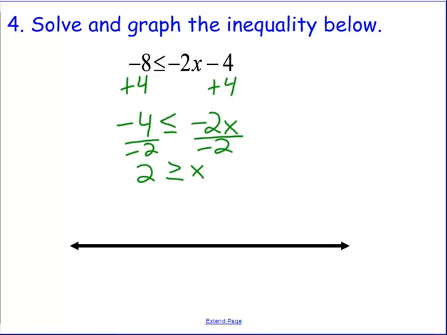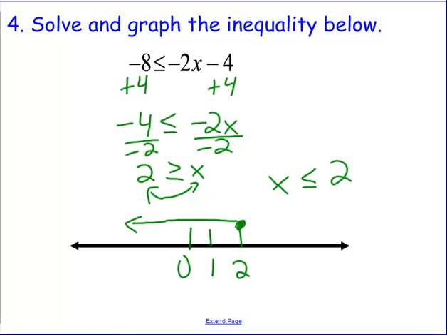When I go to graph this, remember we've talked about the idea of flipping these. When I do that, I also need to flip the arrow. This would be x is less than or equal to 2. I find that boundary line on the number line. Because it's less than or equal to, I can use a closed dot to mark that point, and values less than 2 would be to the left, and that takes care of that inequality problem.